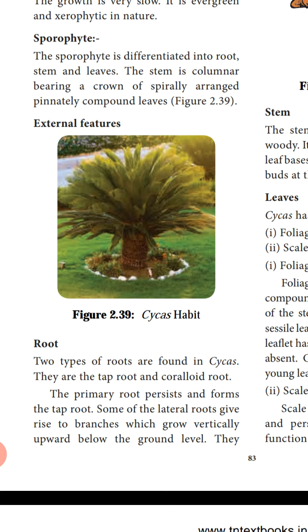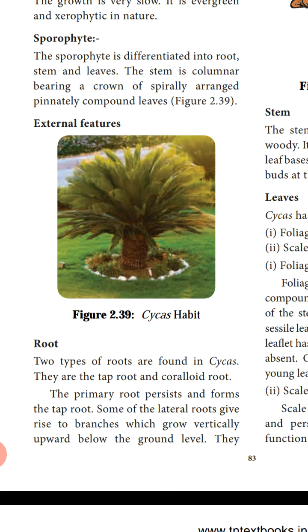As we already studied, in gymnosperms seed formation takes place. The seeds germinate and give rise to the radicle, that is the primary root. This primary root later develops into the taproot, which grows vertically downwards, towards the gravity of the earth. Next, the coralloid roots. Coralloid roots are found on the region above the soil, the stem near the soil. The primary root develops from the radicle on germination of the seed, persists and forms the taproot.